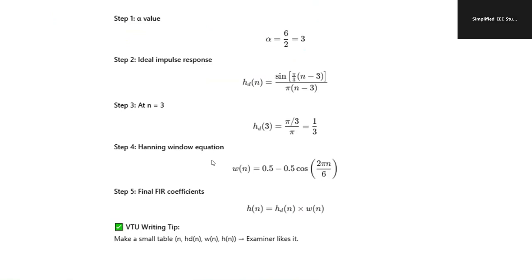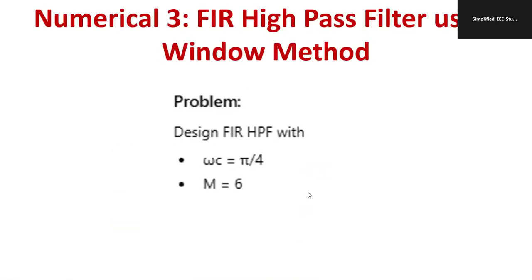Then apply the Hanning window. Remember the formula of the Hanning window, which I discussed in the previous session: 0.5 minus 0.5 cos 2 pi n by 6. That is the standard formula. Substitute the n value, you are supposed to substitute n equal to 3. Therefore, I will be getting h of n equal to hd of n into w of n. So make a small table and try to remember this. So hd of n into w of n is the final answer.